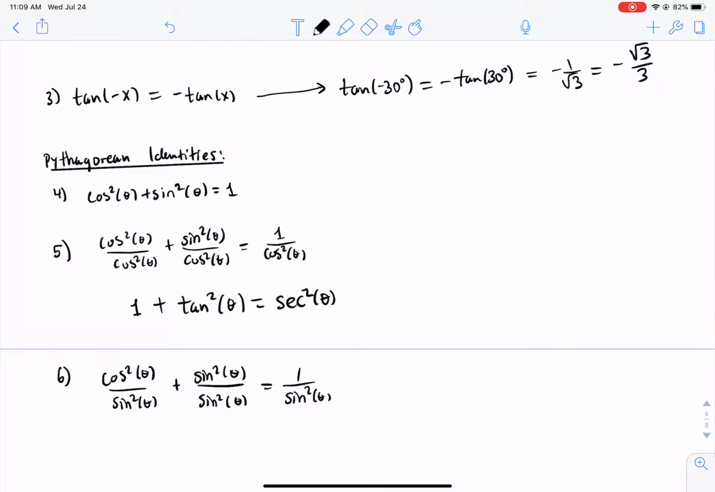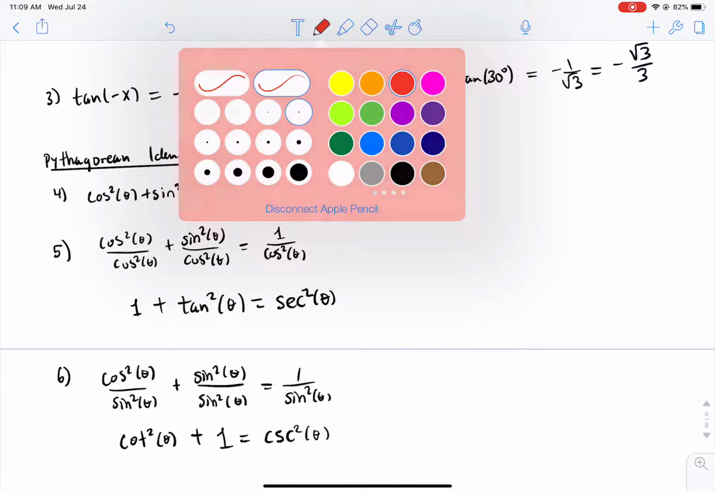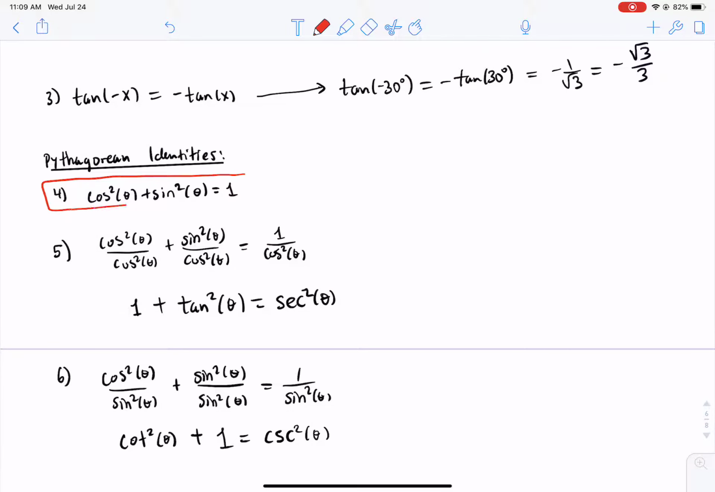Now we're going to get cosine over sine. Cosine over sine here is cotangent. So cosine squared over sine squared will be cotangent squared theta. And plus sine squared over sine squared, that's just going to be 1, equals 1 over sine squared theta, which is cosecant squared theta. So we get these new identities. This is number 4, this is number 5, and this one is number 6.